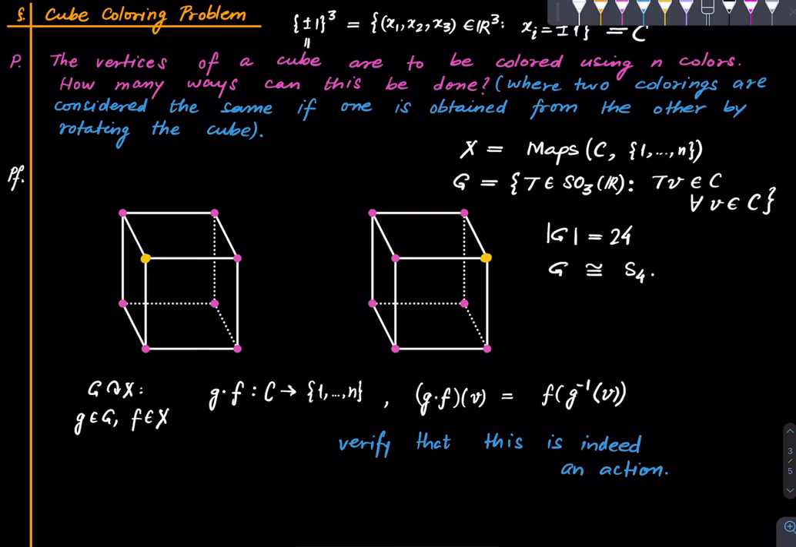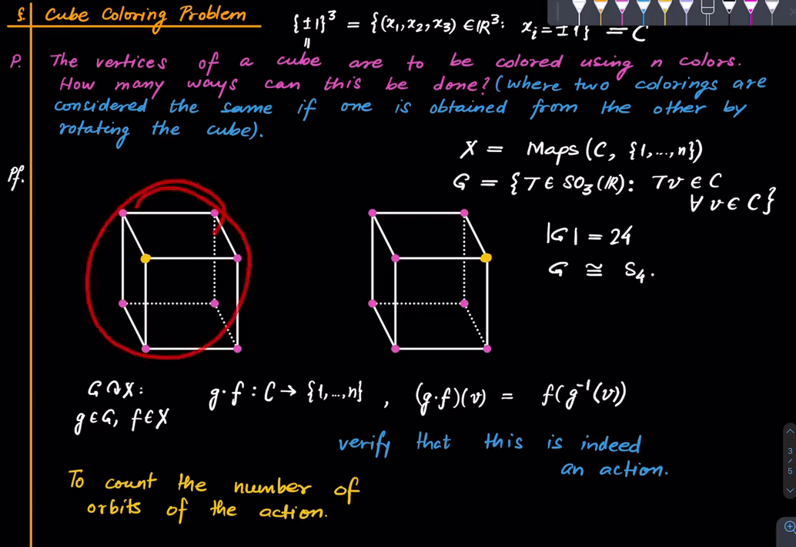All right, so that's the definition of the action, and what one needs to realize is the problem just asks us to count the number of orbits of the action. Right? So why is that?